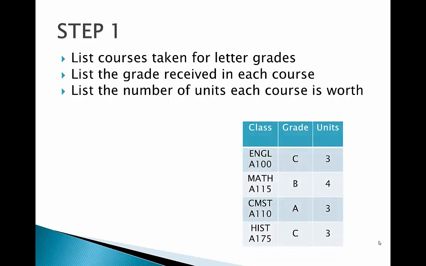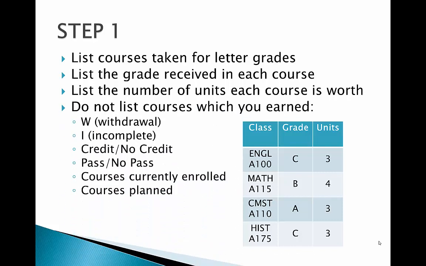In the example here, you see the student took English A100, received a grade of C, in 3 units, Math A115, grade of B, 4 units, Communication Studies A110, with an A for 3 units, and History A175 with a C for 3 units.